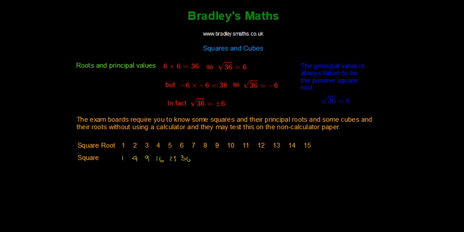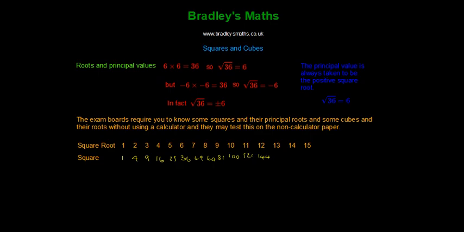7 squared is 49, so the square root of 49 is 7. 8 squared is 64, so the square root of 64 is 8. 9 squared is 81, so the square root of 81 is 9. 10 squared is 100, so the square root of 100 is 10. 11 squared is 121, so the square root of 121 is 11. 12 squared is 144, so the square root of 144 is 12.